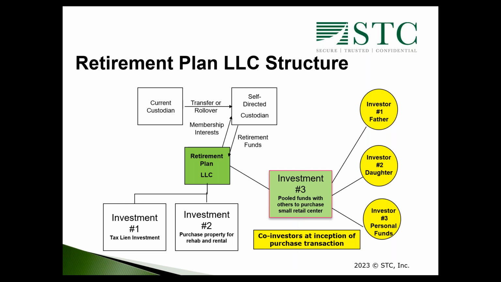Now I want to talk a little bit about the retirement plan structure that I've mentioned and that we use, and give you a little schematic to help you understand it. You'll see on the upper left your current custodian. So let's say you have an account you want to move to us so that you can begin self-directing. You would complete some documents with your current custodian that would direct them to transfer or roll over to our self-directed custodian the funds that you want to self-direct.